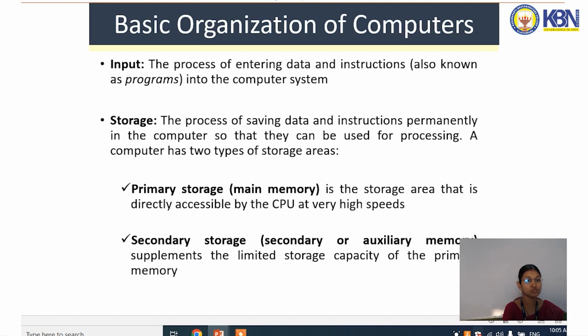Input means the user entering the data and instructions into the computer. Storage means saving data and instructions permanently in the computer, so they can be used for processing. In storage we have two types. First one is primary storage, second one is secondary storage. The primary storage is also known as main memory, and it is directly accessed by the CPU at very high speed. Coming to secondary storage, it is also known as auxiliary memory. It supplements the limited storage capacity of the primary memory.